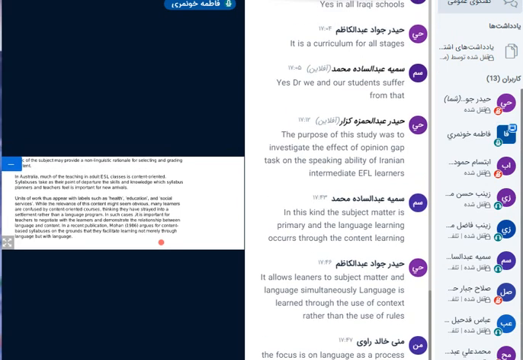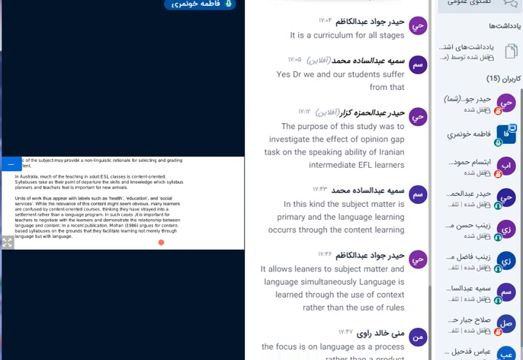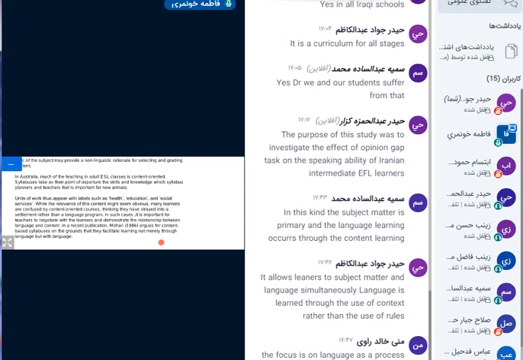It allows learners to learn subject matter and language simultaneously. Language is learned through the use of context rather than the use of rules. Exactly. And one of the focuses is on language as a process rather than as a product. Absolutely right. Yes, language is seen as a means, as a tool that can be at the service of the content, and at the same time, it's not a product on its own. Just look at it as a process itself. Wonderful.